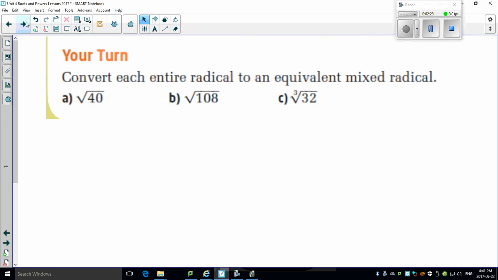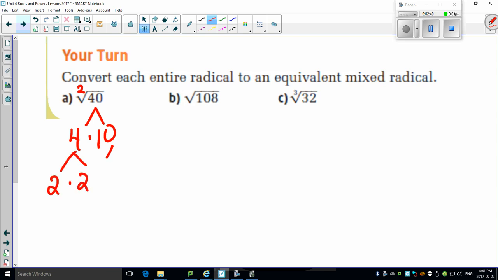Let's do this one. Square root of 40. Here we go. You know and I know that's 4 times 10. And the square root tells you you're going to look for doubles. Okay, so here we go. There's 2 times 2. 10 breaks down to 2 times 5. There's your prime factorization tree. This tells you to look for doubles. The only double here is this one.